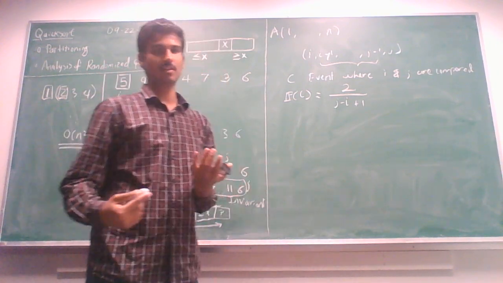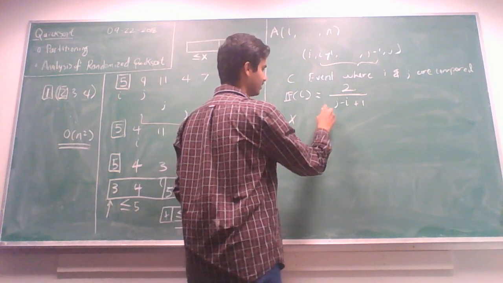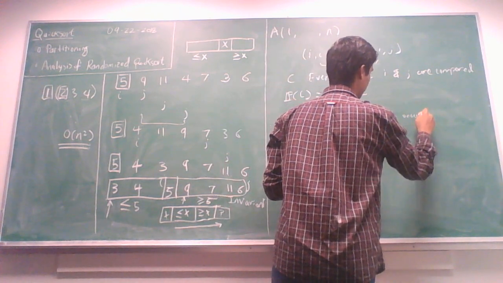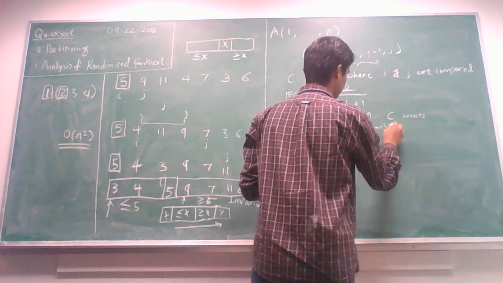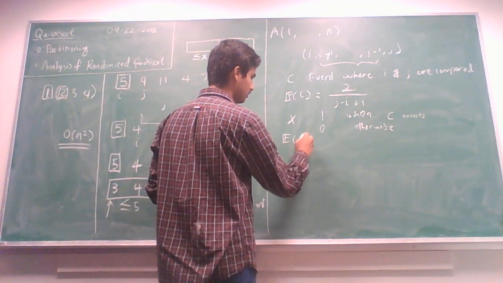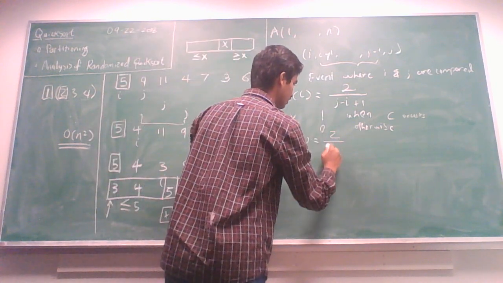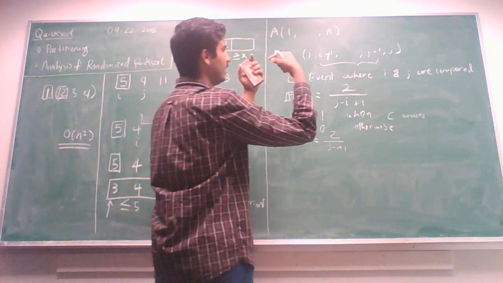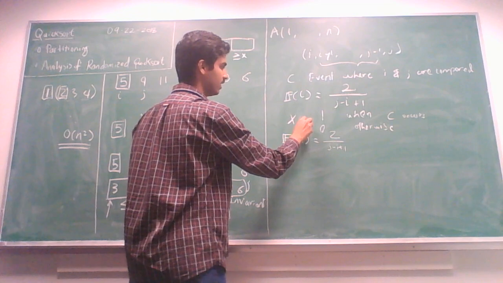Now we will initialize an indicator random variable. Let's call it x. So we'll set x to 1 when C occurs and set it to 0 otherwise. So now we want to calculate the expected value of x. Since it's an indicator random variable, the expected value of x will be just 2 upon j minus i plus 1. Since we want to find out when i and j are compared, let's call this indicator random variable xij for notational convenience.